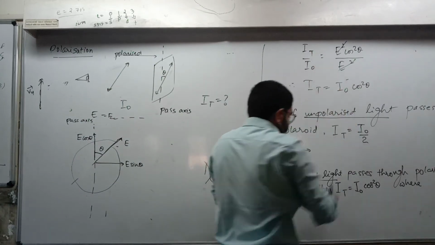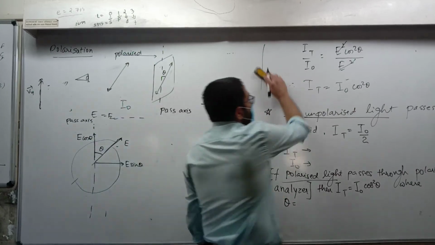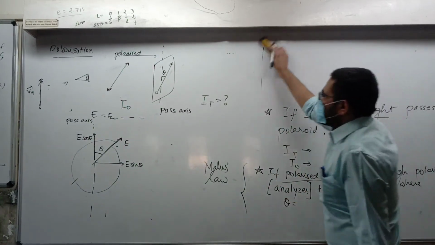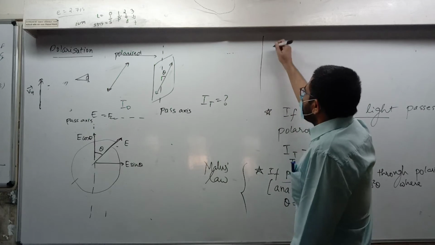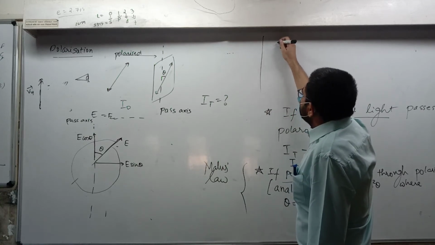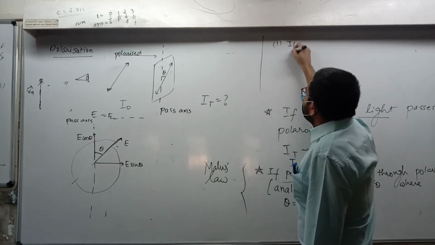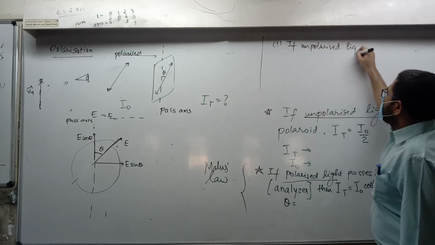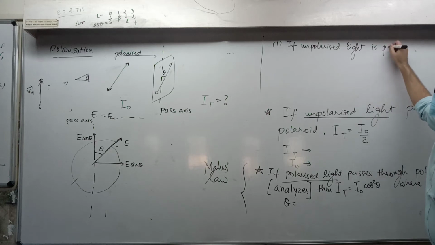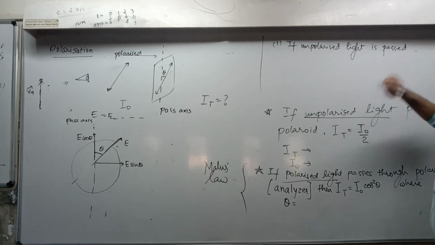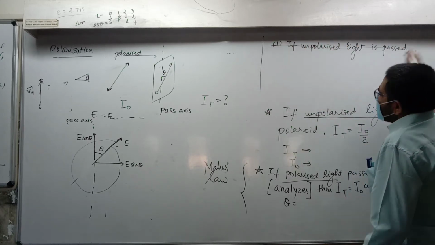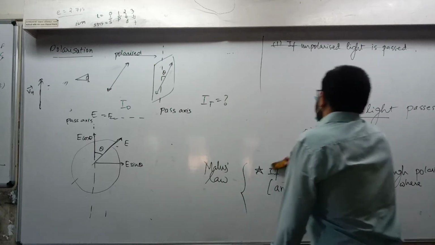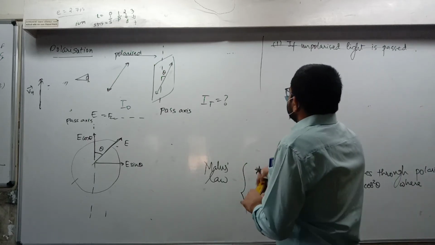Okay, I'm erasing this part. It is very simple, but questions come from this. Okay, here we go. Number 1, if unpolarized light is passed... Let me remove this format. I'm so sorry. Let's write it in a nice way.